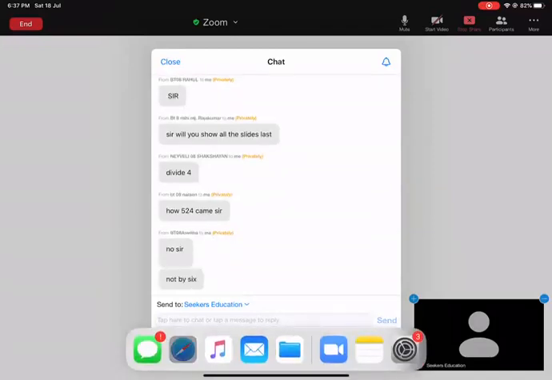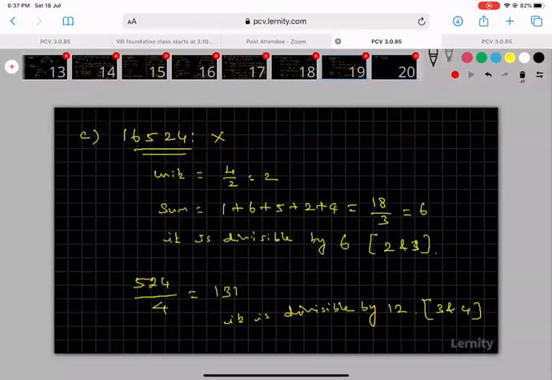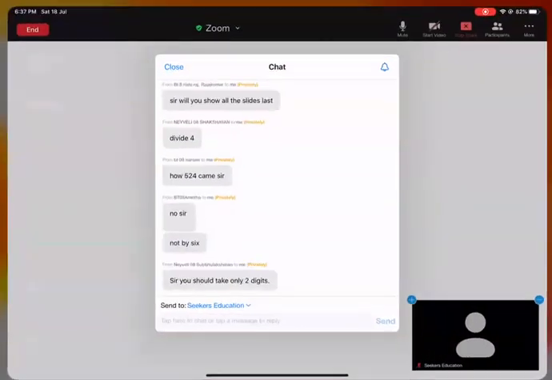One student is asking how 524 is coming. The rule for 4 means we want to take this next, sir. Oh, the rule for 4 means 24 will come. 24 divided by 4 means 6. So it is okay. Very good, sir.